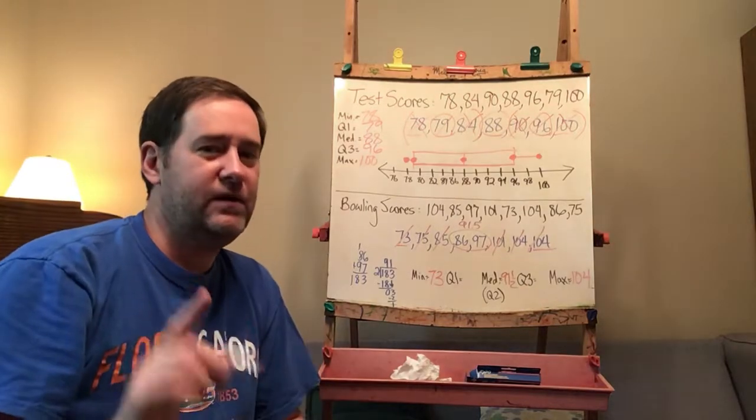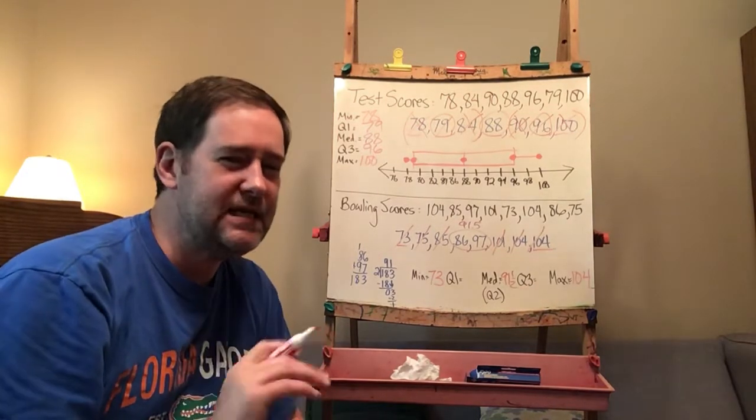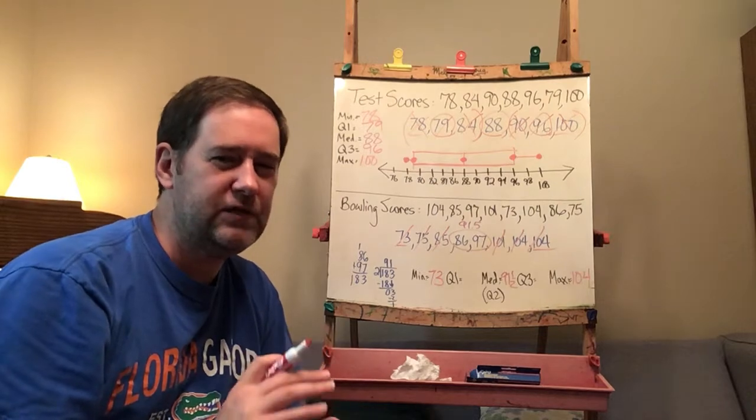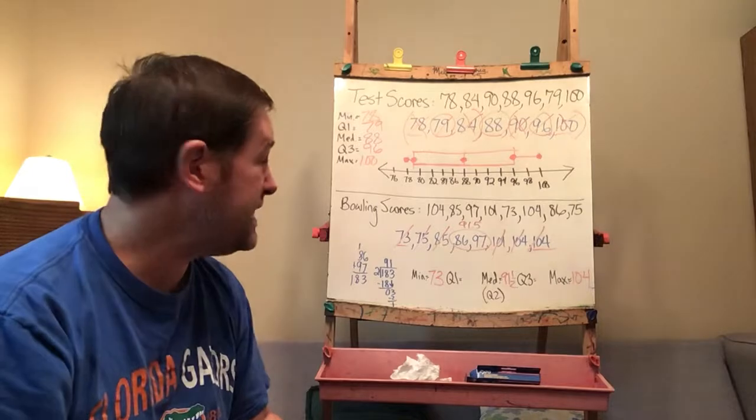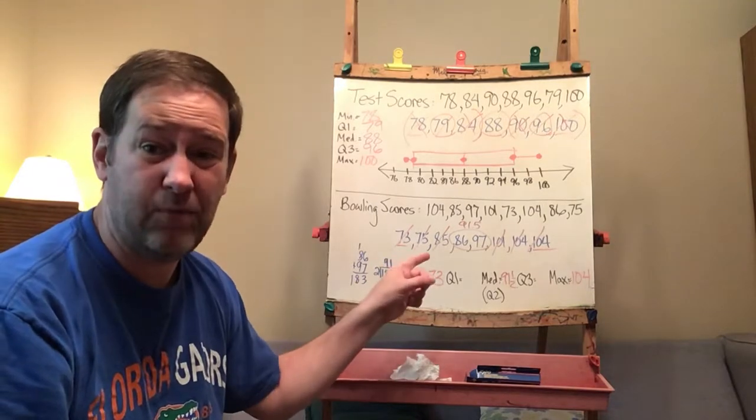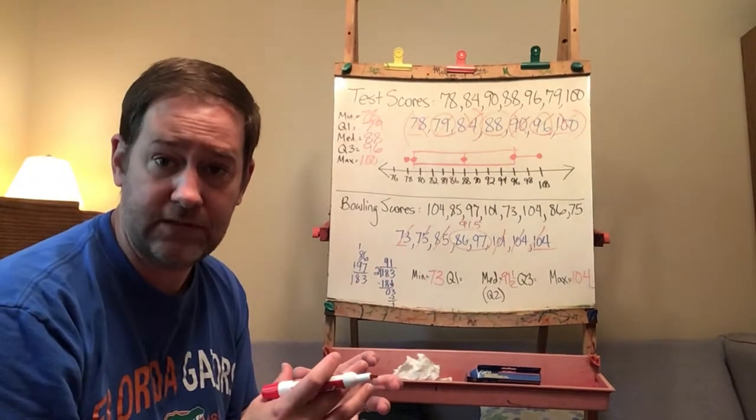Now, here's where it gets tricky. Remember, the median's not really going to be included when we're looking at the first quartile and the third quartile. But remember, the median is not actually one of my data points. It's in between 2 data points, right?